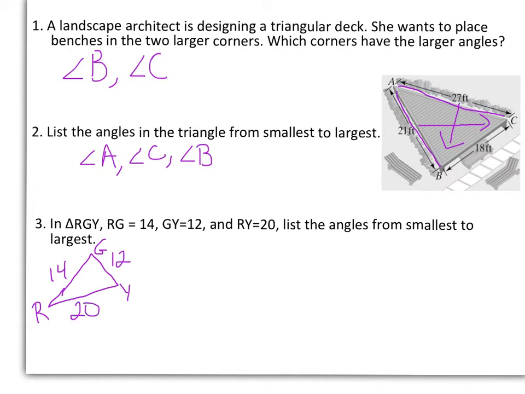So remember, the smallest angle will be opposite the shortest side. So angle R is my smallest angle because it is opposite side GY. Then angle Y is my next smallest angle. It is opposite side RG. And finally angle G is my largest angle because it is opposite side RY.